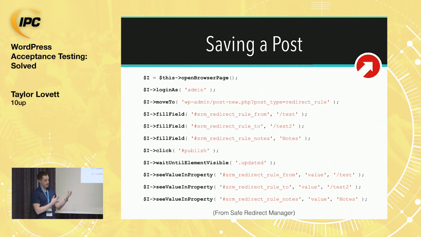Again, this stuff is run as part of a CI pipeline. So every time a developer creates a pull request or something like that, these tests are run to make sure that the basic application functionality is still working, that users can actually create redirects, which is fundamental to the plugin.